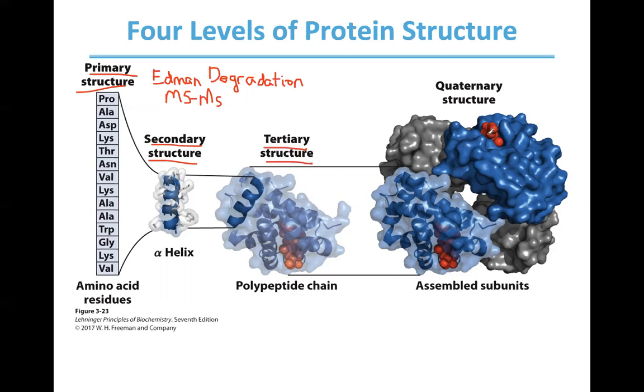And then quaternary structure, we talked about multi-subunit proteins, right? So this is one subunit, and how these various subunits come together through non-covalent attachment and interact with each other to give a functional protein. So four levels of structure: primary, secondary, tertiary, and quaternary.